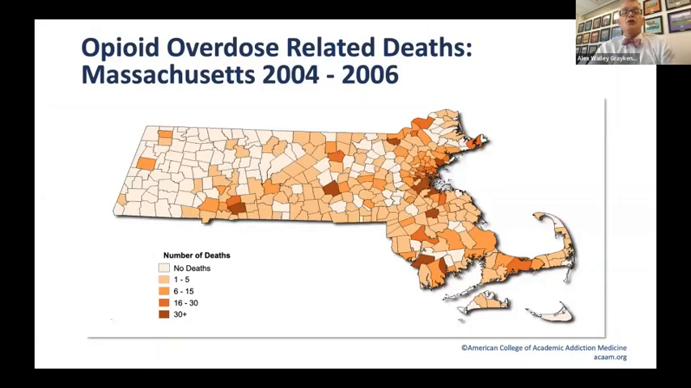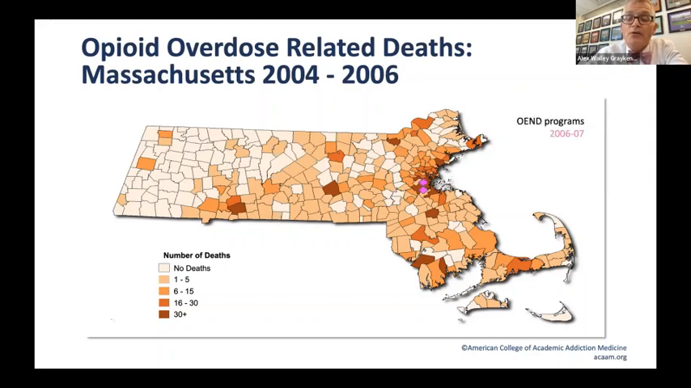So we looked at the impact of distributing naloxone in Massachusetts early on. This is the state of Massachusetts divided up into its 351 towns. The darker the shading, the more overdose deaths that occurred between 2004 and 2006. So the darkest towns are the larger population centers.